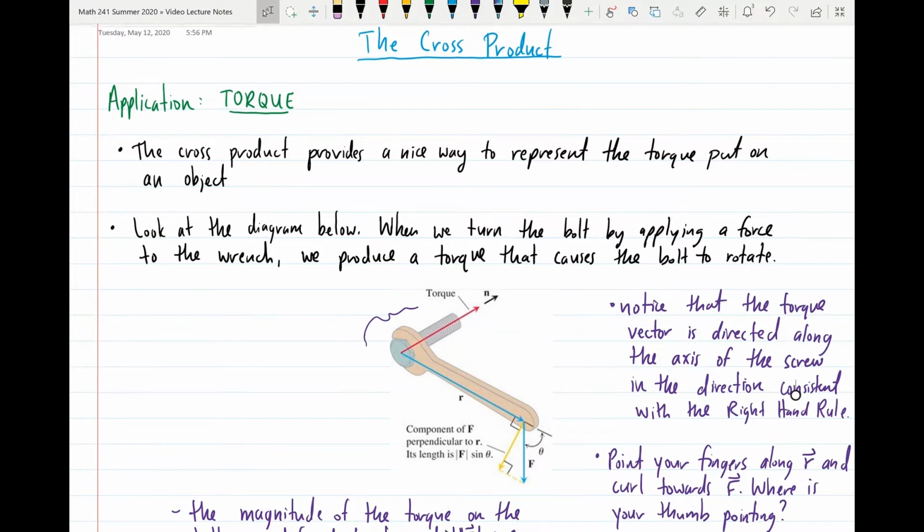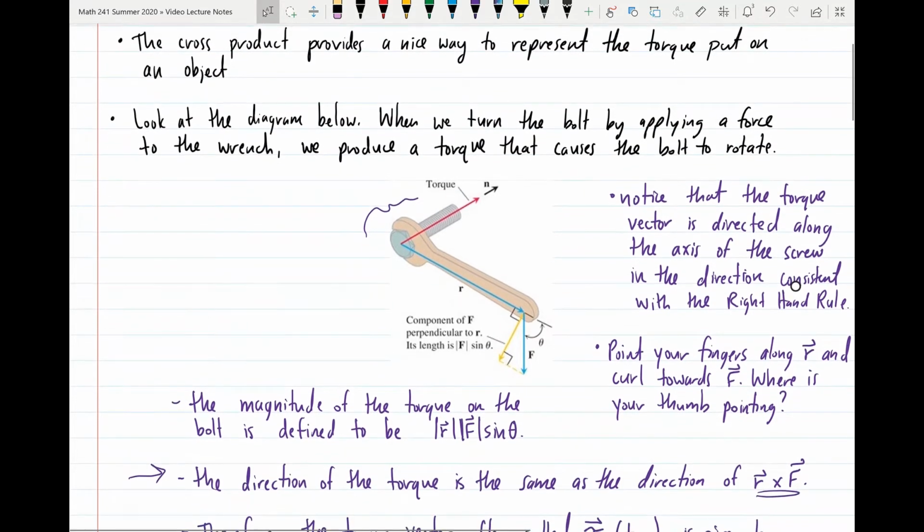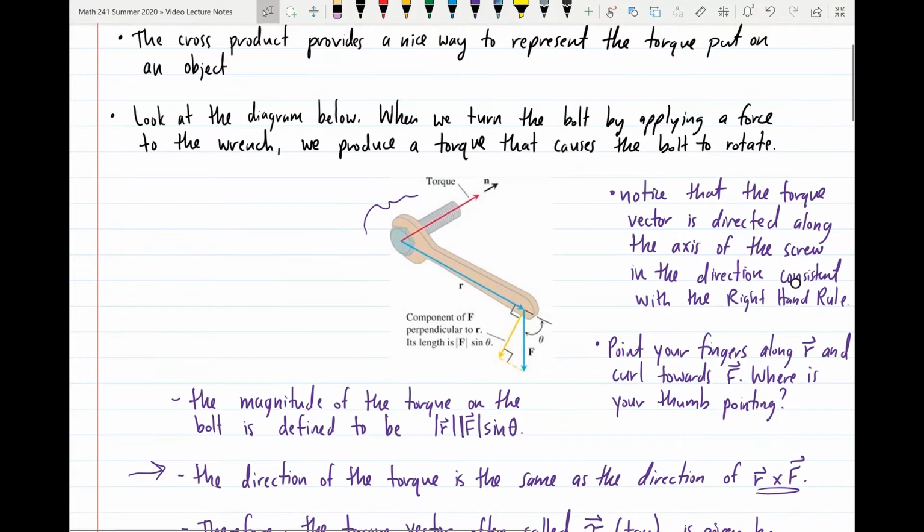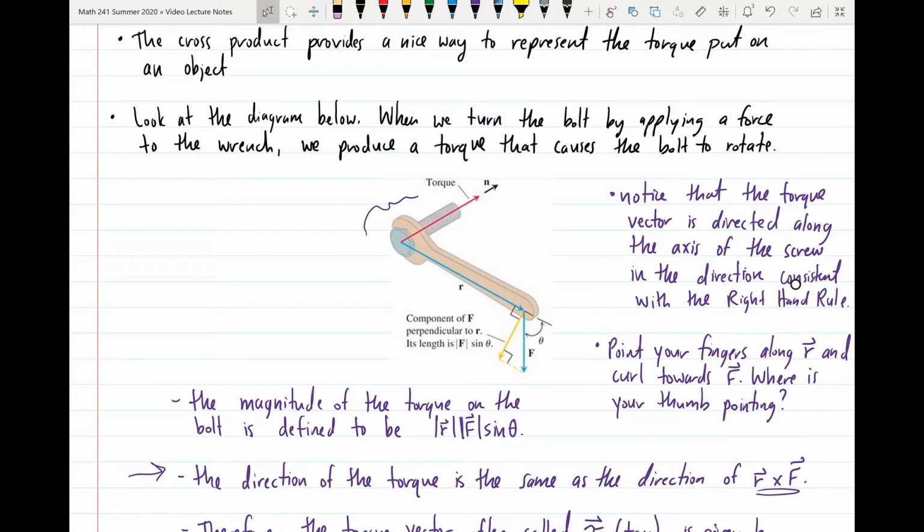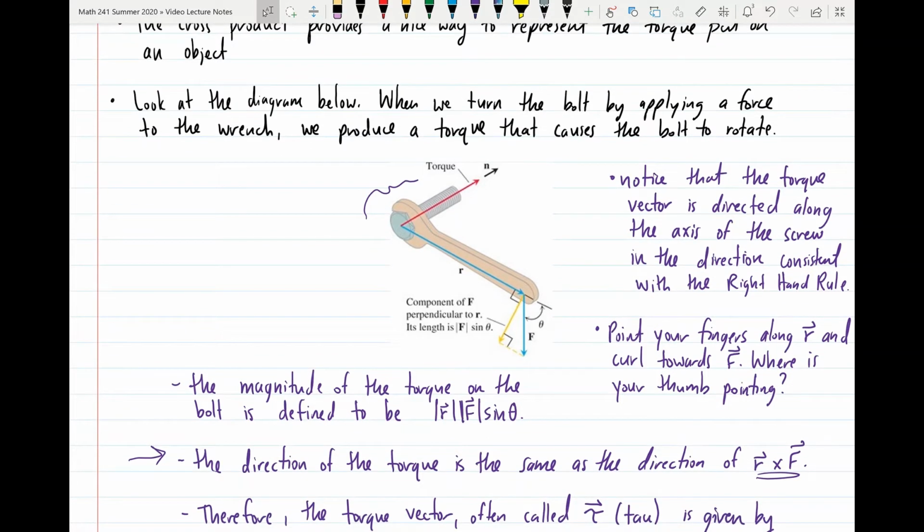So look at the diagram that I have conveniently taken from the book down here. When we turn the bolt by applying a force to the wrench in the diagram, we produce a torque that causes the bolt to rotate. And the torque is going to push the bolt, I guess if you had the bolt in a wall, it would push the bolt into the wall. So notice that the torque vector, the vector in red in the diagram, is directed along the axis of the screw, and it's in the direction consistent with the right-hand rule.